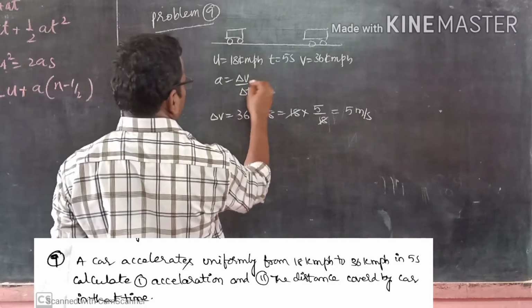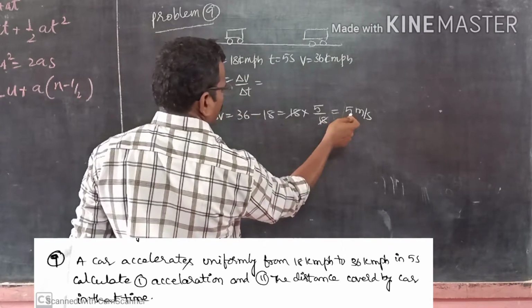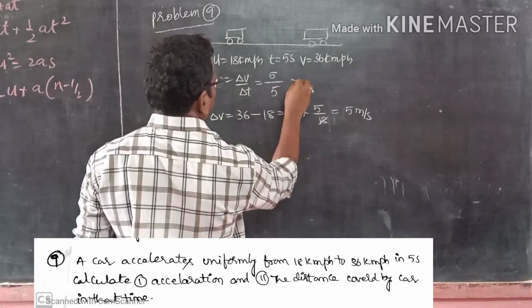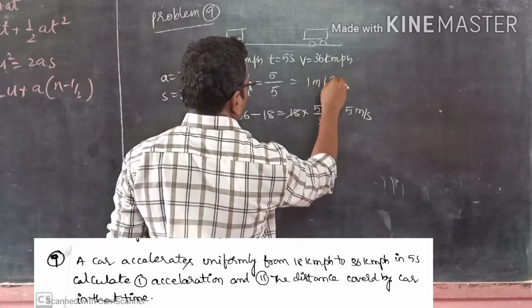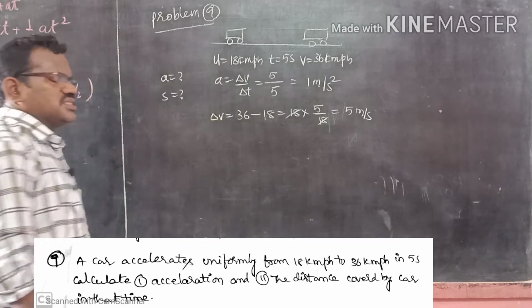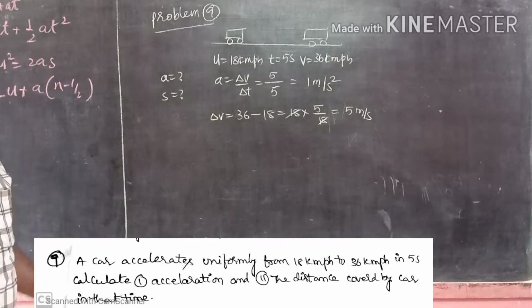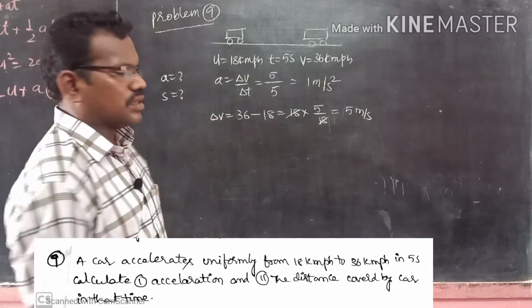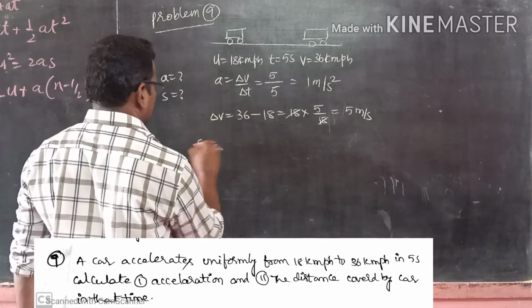Now delta v is 5, divided by delta t, that is 5. That is nothing but 1 meter per second square. This is the acceleration. Next one, what should we calculate? Distance covered by the car.